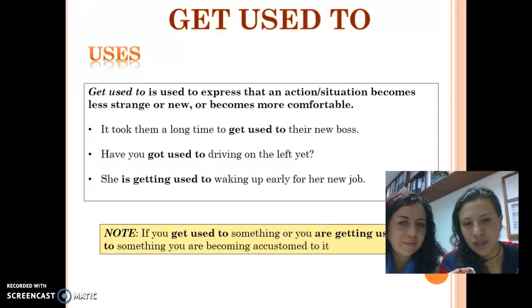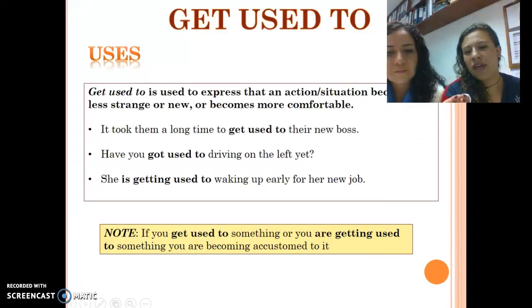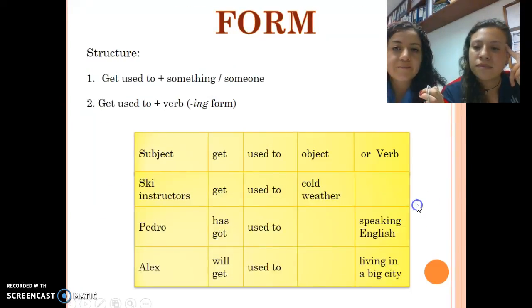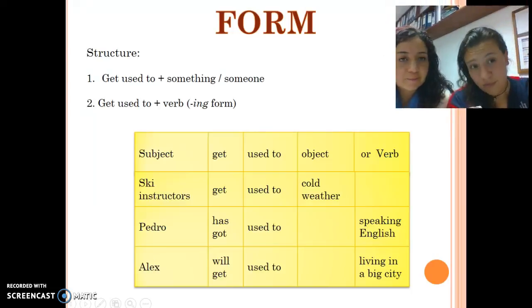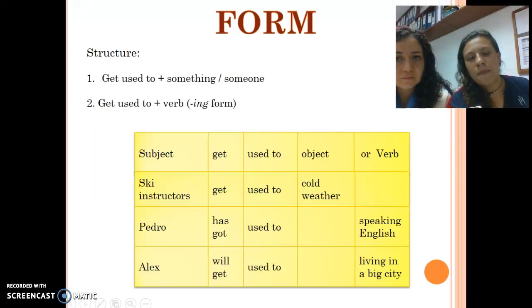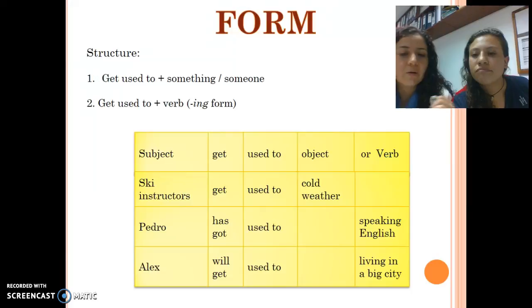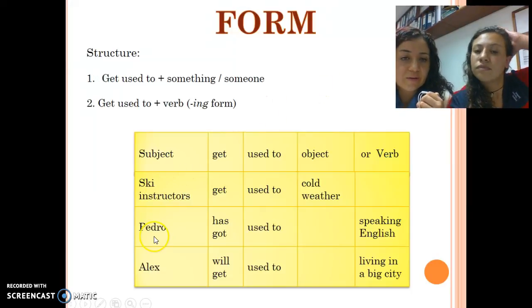You have a note, right? Right. If you get used to something or you are getting used to something, you are becoming accustomed to it. All right. The form for get used to, Laura. Tell us about it. Okay, the structure for it is get used to plus something or someone. The second one is get used to plus verb in ing form. So gerund.